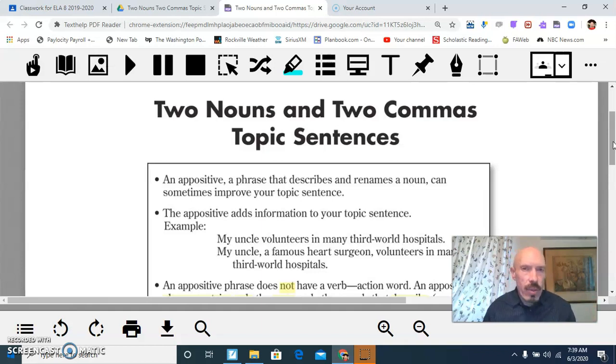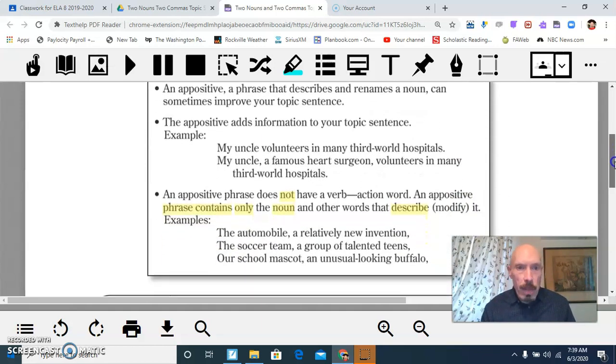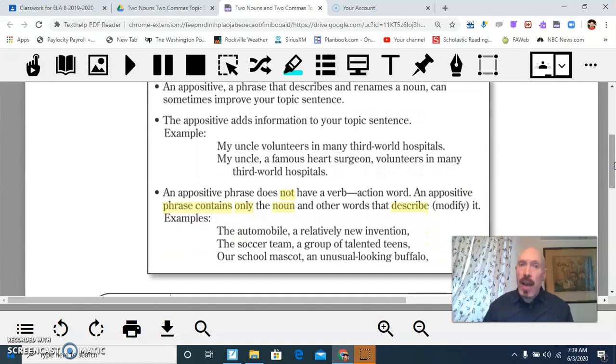You have a noun, you have a comma, and then you have either another noun that explains that first one or a phrase that explains that noun. And then another comma, and then your sentence continues. So this strategy is named after the actual structure that you're using. An appositive adds information about your topic. So, for example, look at the second example that I have here.